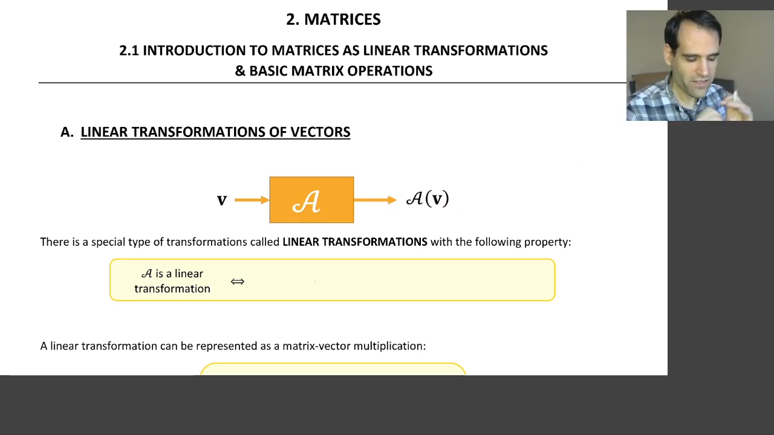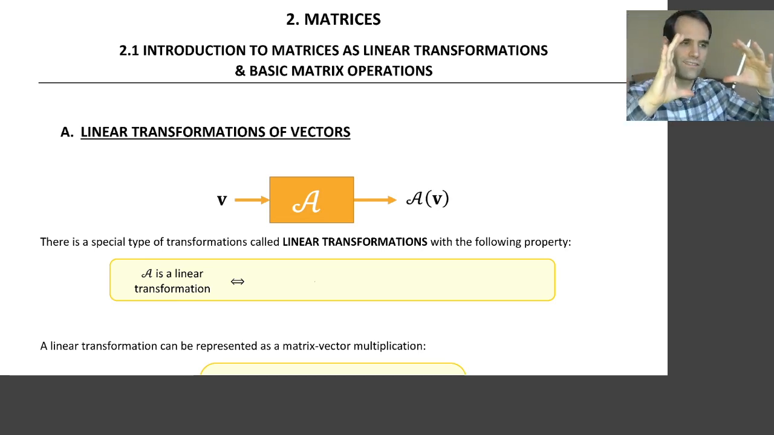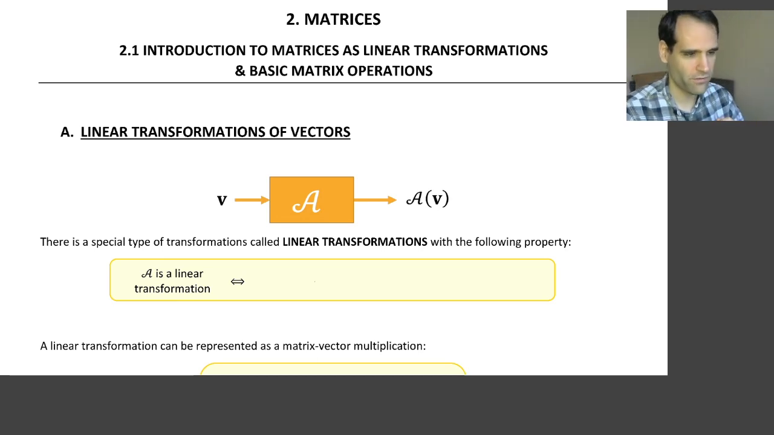Now, there is a very special type of transformation called linear transformations. And these are the transformations that linear algebra is all about. So it's very important for you to understand the concept of linearity. So what does it mean that A, this box, this machine that has an input and an output, is a linear transformation?